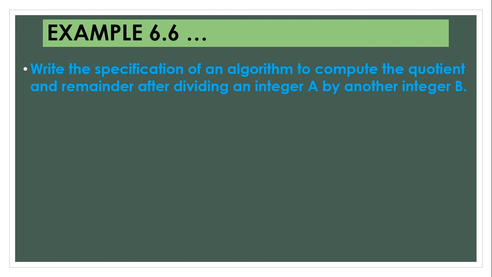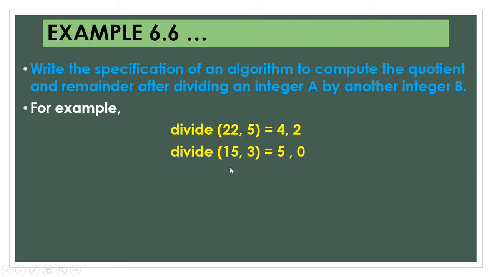Let's see the example for this. To divide a number. Okay, so dividing an integer a by another integer b. We have two numbers. 22 has to be divided by 5. So what value will we get? We'll get a quotient of 4 and a remainder of 2. Okay? Another example is 15 by 3. If we divide 15 by 3, we'll get a quotient of 5 and 0 as the remainder here.